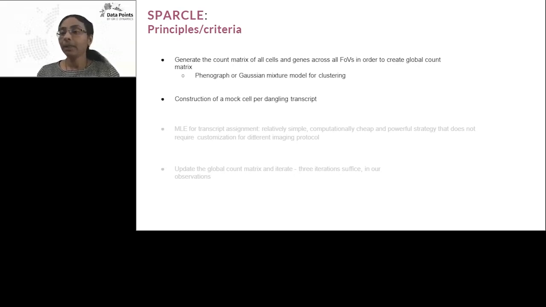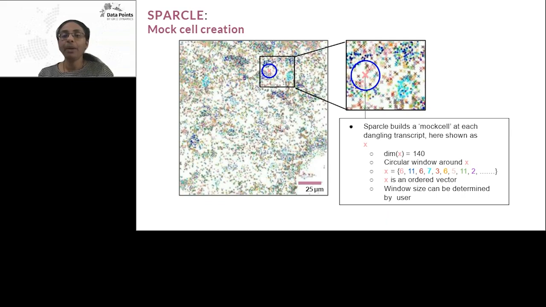So some of the principles here, like I said, we generate a count matrix, and you can apply any of your clustering methods that you like. We build what is known as a mock cell for a dangling transcript. And in this image here, this is again one of the ones that I've shown in panel C before. I have a pink cross here, which is actually a dangling transcript that we call a dangling mRNA.